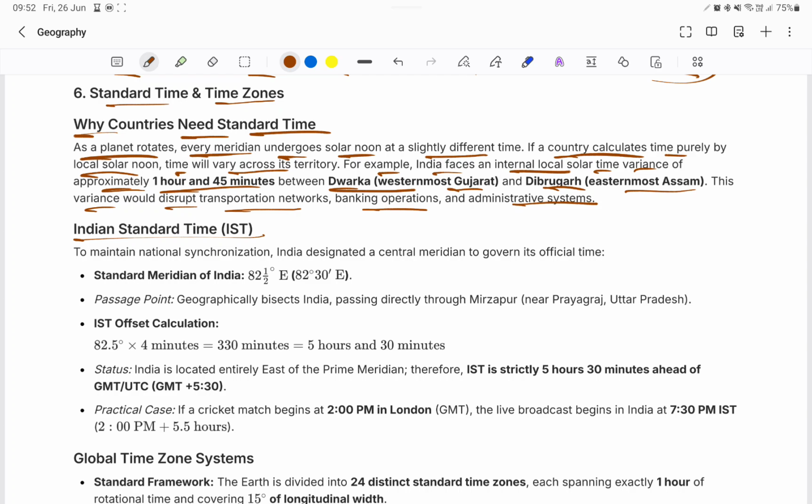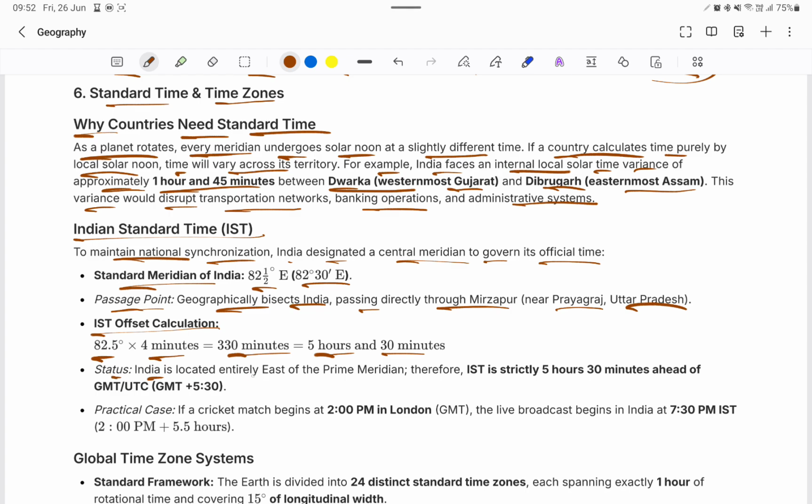Now we will talk about Indian Standard Time. To maintain national synchronization, India designated a central meridian to govern its official time. The Standard Meridian of India, 82.5 degree, that's 82 degree 30 minute east, geographically bisects India, passing directly through Mirzapur near Prayagraj, UP. IST offset calculation: 82.5 degree into 4 minutes is equal to 330 minutes, which means 5 hours and 30 minutes, because 300 minutes would be 5 into 60 minutes, that's 5 hours.